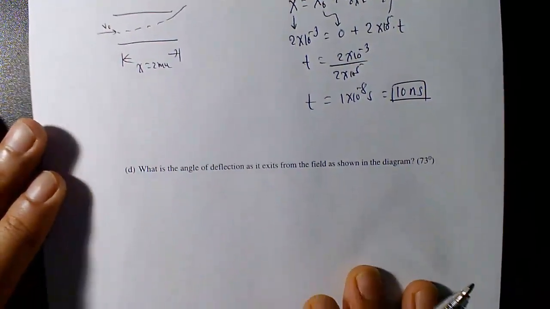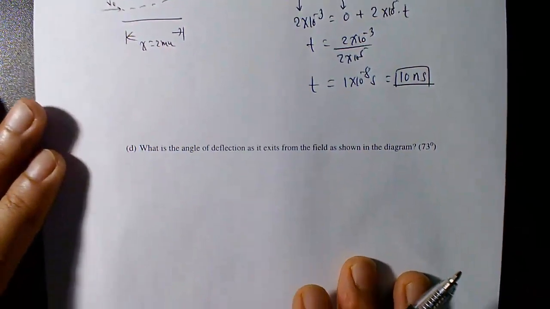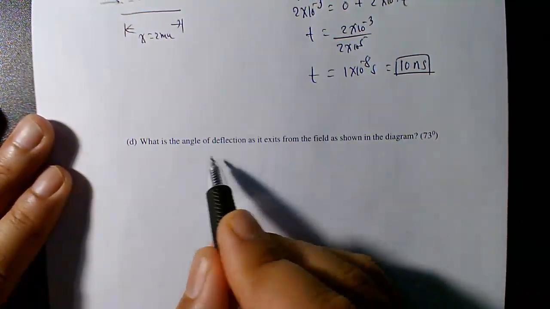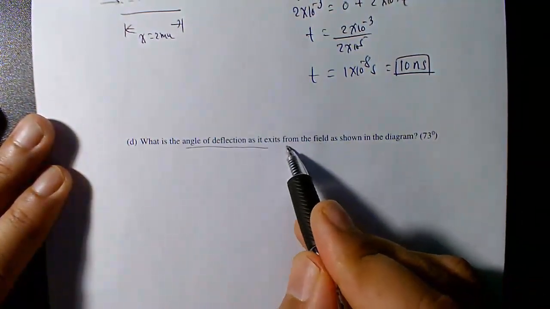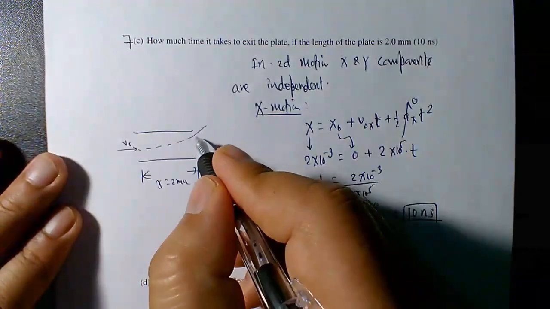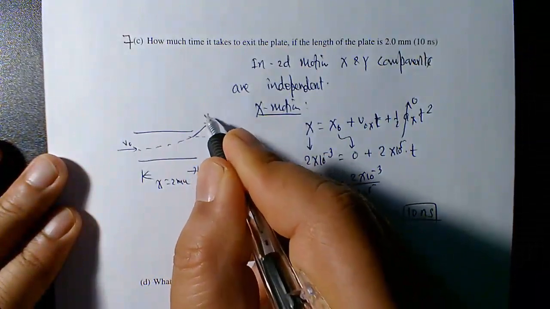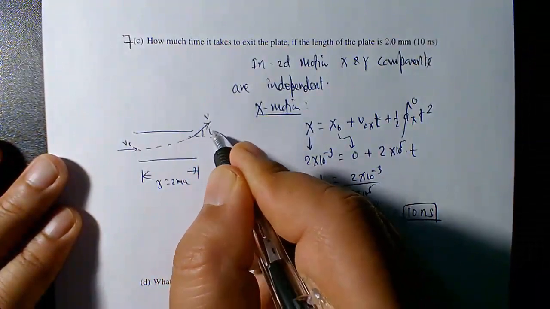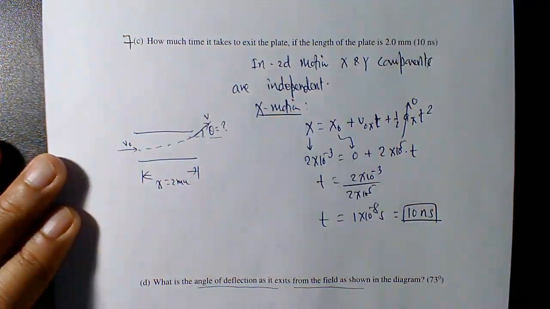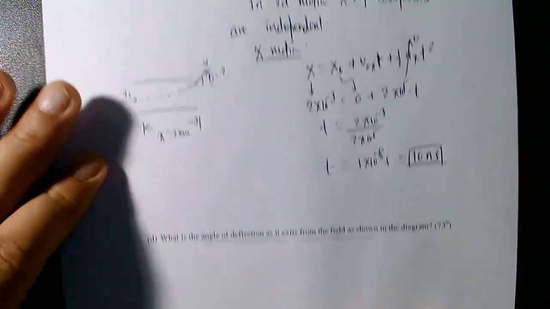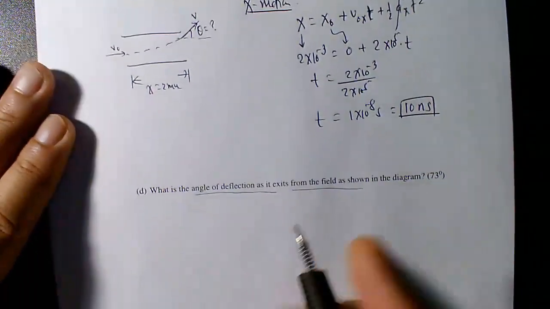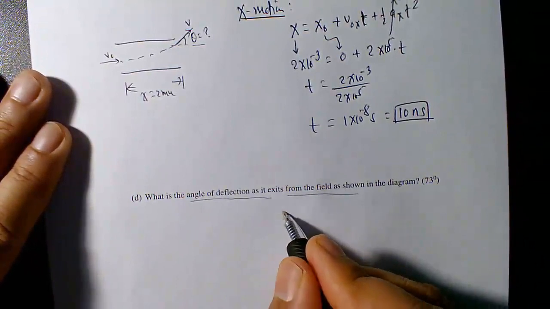Now the next part: what is the angle of deflection as it exits the field? It's asking what angle the final velocity makes. So you're going to need the final velocity, both the x and y components.